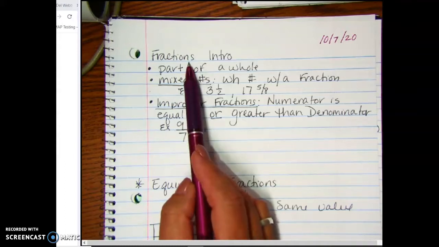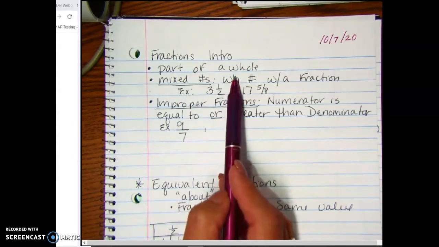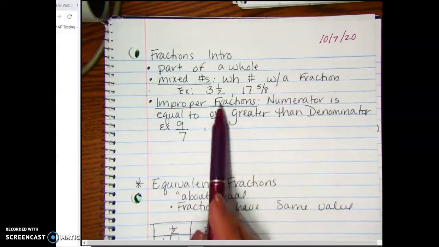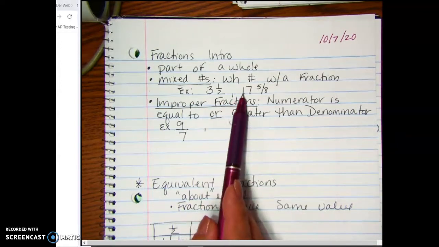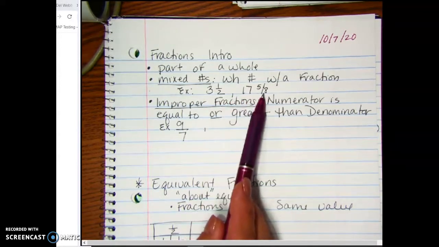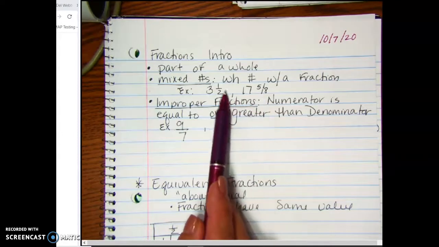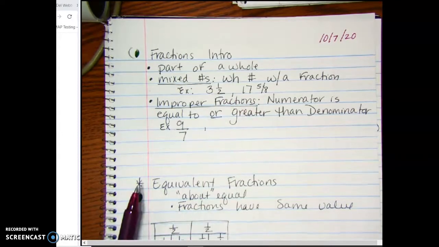Mixed numbers are related to fractions because it is a whole number with a fraction. So for example, 3.5, 17 and 5/8. As you can see, I can use a slanted fraction bar or a horizontal one.